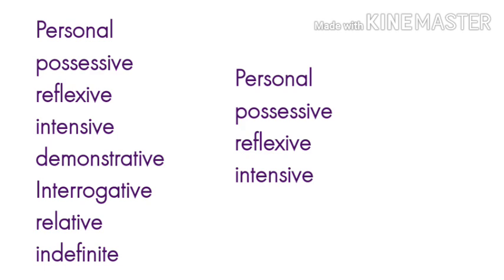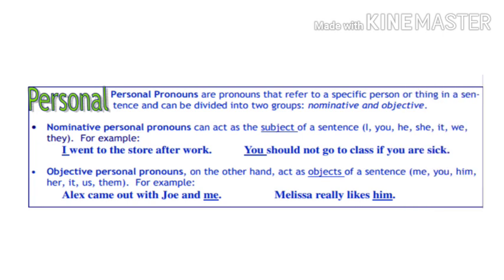First of all, let us start with personal pronoun. Well, its definition says that personal pronouns are pronouns that refer to a specific person or thing in a sentence and can be divided into two groups. I'm repeating again, personal pronouns are pronouns that refer to a specific person or thing. It can be divided into two groups: subjective personal pronoun and objective personal pronoun. Now let's see one by one.